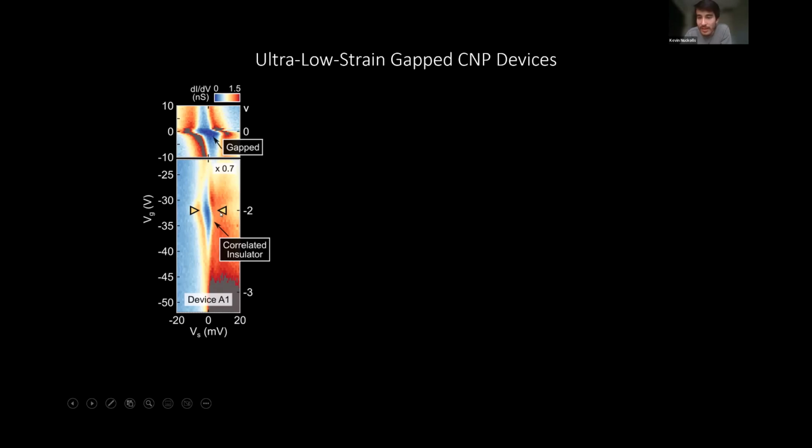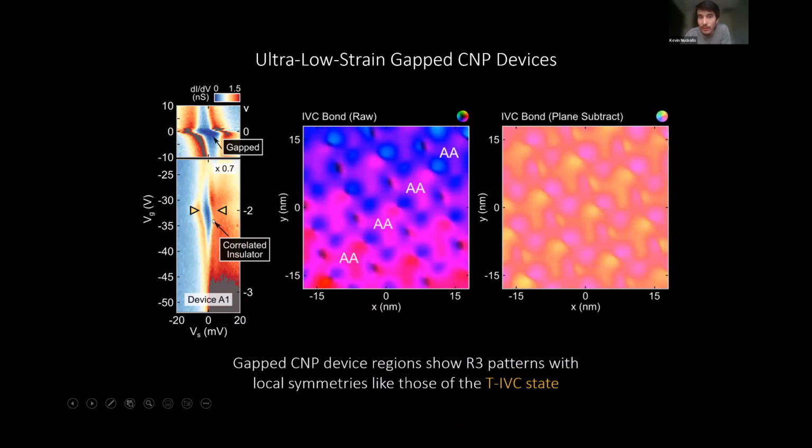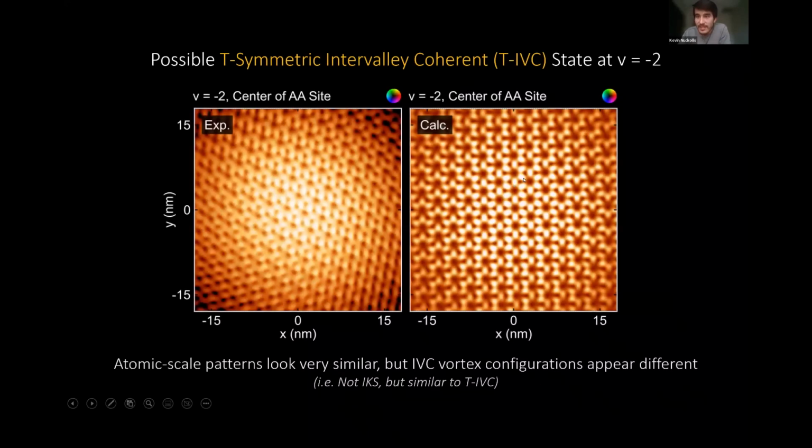We probe the nu equals -2 insulators in these devices, and we find that these states show very different symmetries than the IKS order seen at plus or minus 2 in typical devices. So instead of stripes, we see that complex order parameters like this are more aperiodic, where IVC bond is effectively featureless. And when we subtract a plane, there are no associated IVC vortices and anti-vortices in this complex order parameter. We find that a lot of these features look very similar to TIVC, but not all of them, especially the global features of this state seem to deviate from predictions of the time reversal symmetric intervalley coherent state.